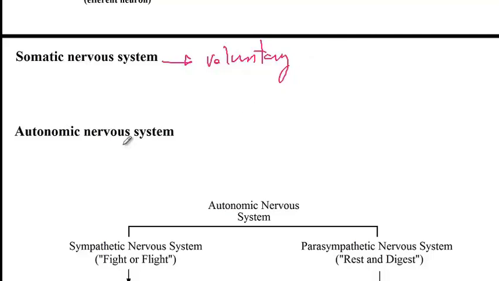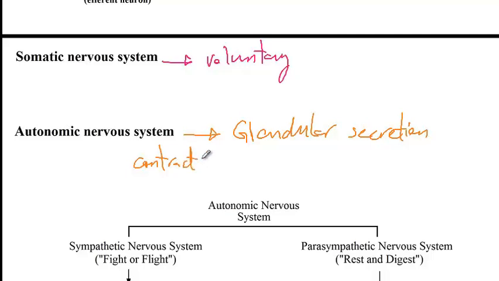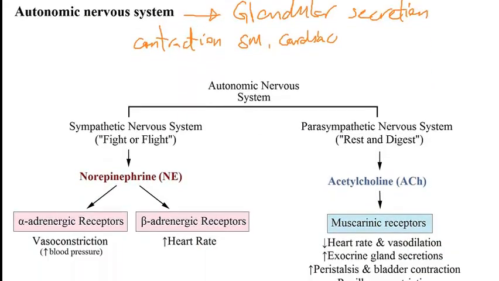The autonomic nervous system, on the other hand, is not under our voluntary control, and it basically helps control glandular secretions as well as contraction of muscles, like for instance smooth muscles and cardiac cells. Examples of which include regulation of our blood pressure and heart rate by the autonomic nervous system. So basically the system divides into two branches.